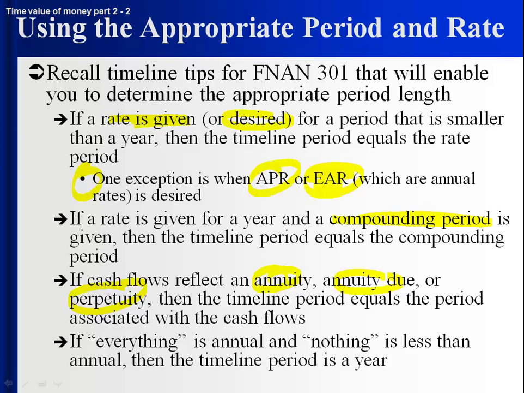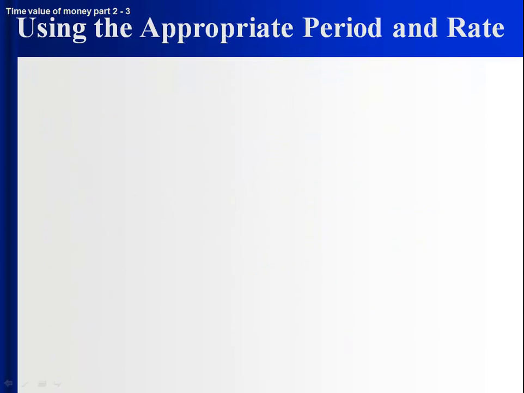And finally, and again, remember, these are tips for this class, not necessarily universal, but things to focus on for students of this class. If everything's annual and nothing's less than annual, there's no talk of anything monthly or quarterly or semi-annually, then the timeline period's a year. So these are some fairly simple things to key on to tell you what the timeline notches should be. Then you can figure out, okay, given that I need the monthly rate or the quarterly rate or the semi-annual rate, or in some cases the annual rate, what rate am I given? And do I need to do something to get the rate that corresponds to the right period?